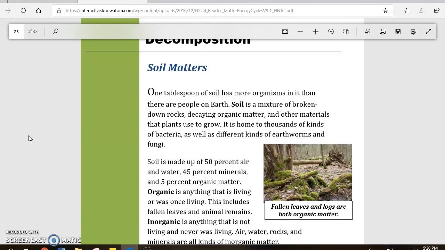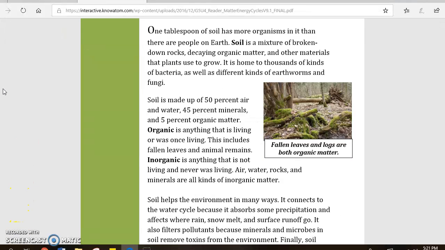One tablespoon of soil has more organisms in it than there are people on Earth. Soil is a mixture of broken down rocks, decaying organic matter, and other materials that plants use to grow. It is home to thousands of kinds of bacteria, as well as different kinds of earthworms and fungi. Soil is made up of 50% air and water, 45% minerals, and 5% organic matter.